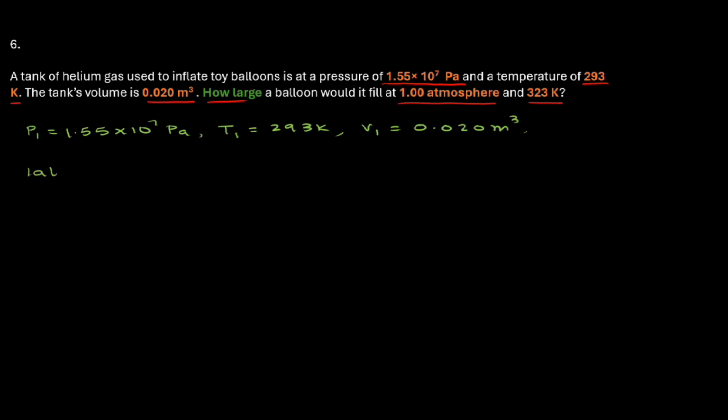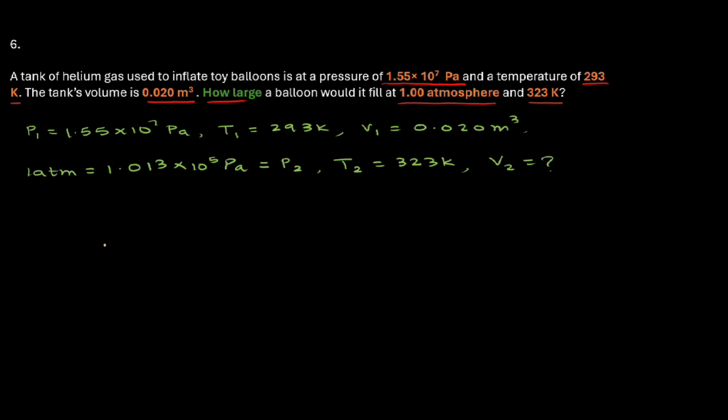1 atmosphere is equal to a pressure of 1.013 times 10 to the power 5 Pascal. So I will call this my pressure P2. And the temperature of the balloon T2 is 323 Kelvin. We need to find how large a balloon it will fill, so we need to find the volume of the balloon, which we will call V2.